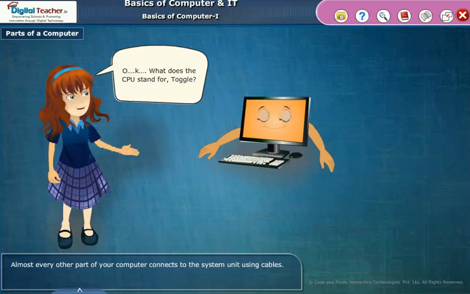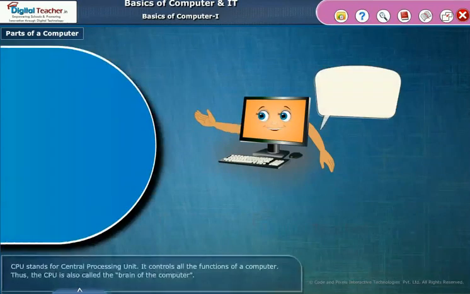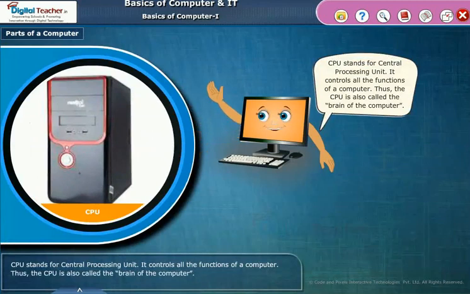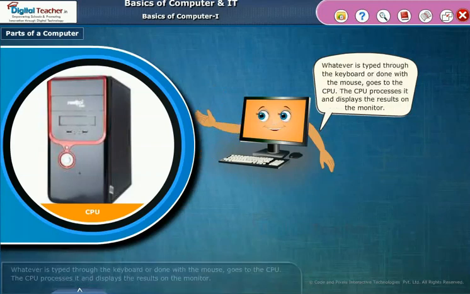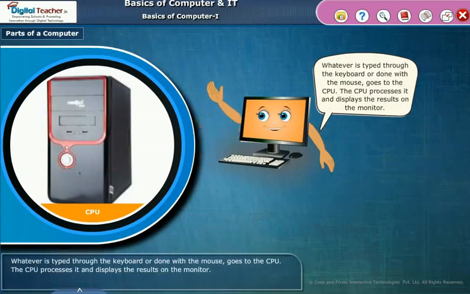Okay. What does the CPU stand for, Toggle? CPU stands for Central Processing Unit. It controls all the functions of a computer. Thus, the CPU is also called the brain of the computer. Whatever is typed through the keyboard or done with the mouse goes to the CPU. The CPU processes it and displays the results on the monitor.